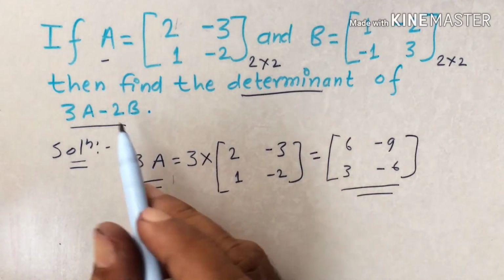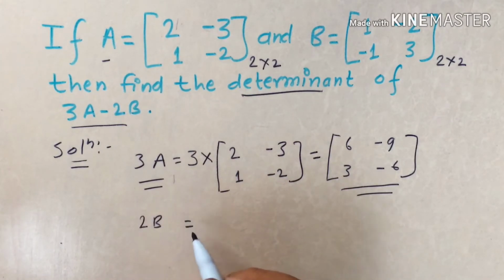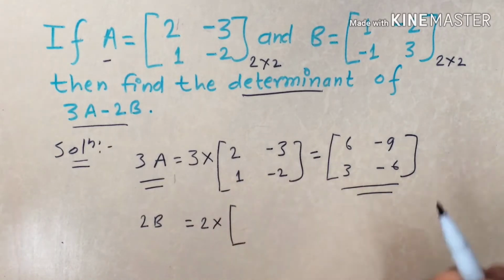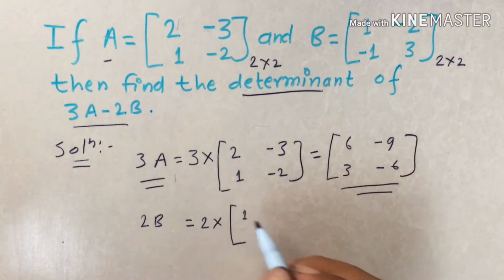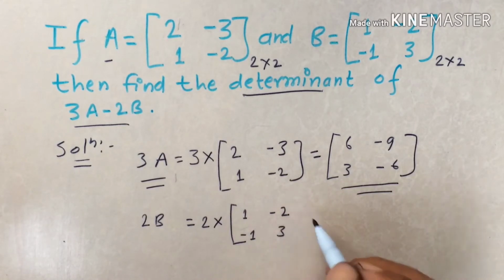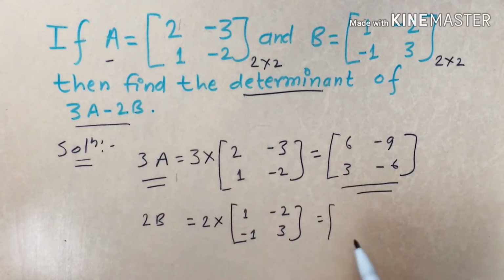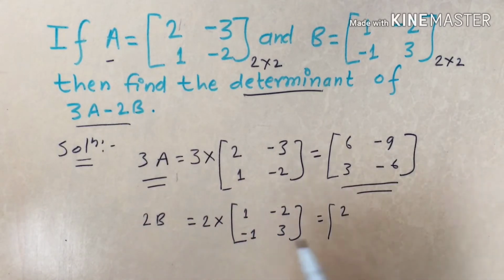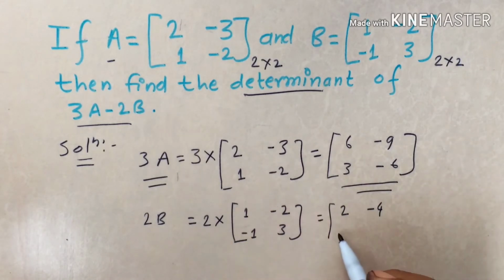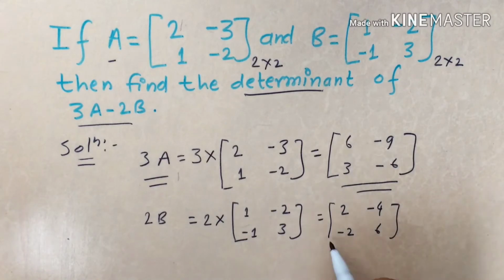Similarly, here is minus 2B, that is 2B. So 2 is multiplied with the matrix [[1, -2], [-1, 3]]. So 2 times 1 is 2. 2 times -2 is -4. 2 times -1 is -2. 2 times 3 is 6.